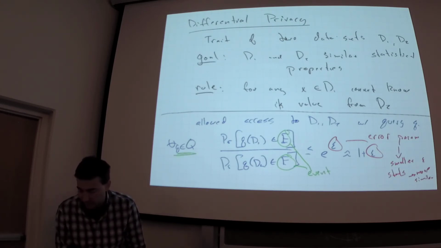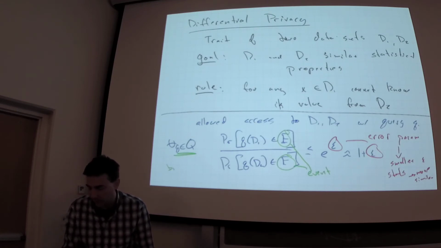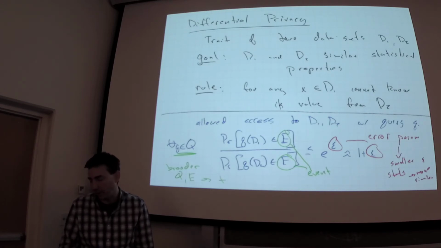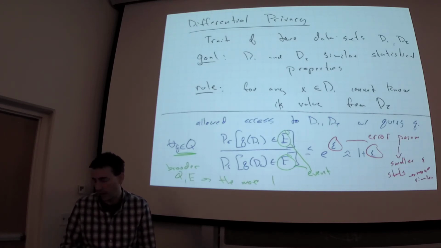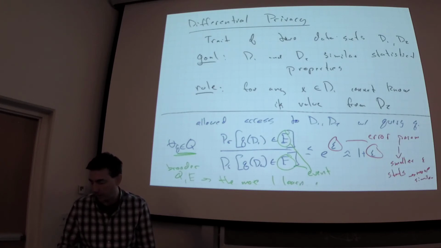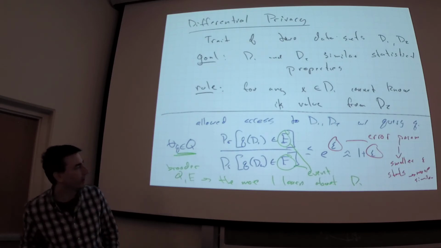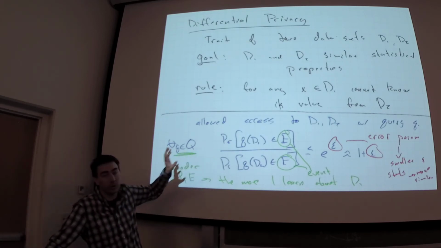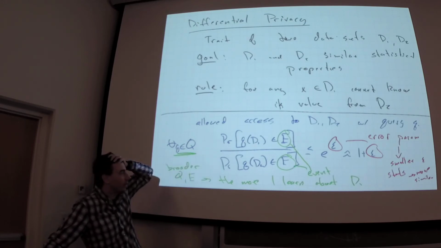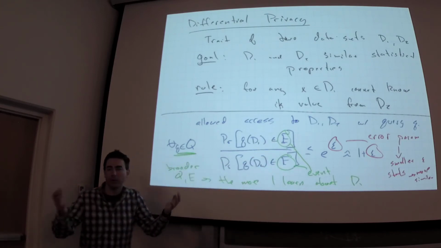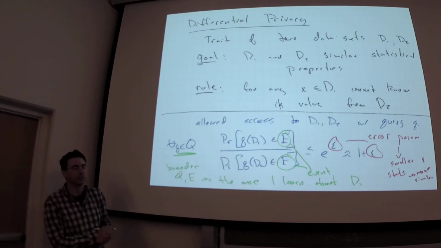So the difference between the events and the query: the broader the query set and the events, then the more I learn about, say, D1 by looking at D2. Right, so if I can ask more and more complex questions, or more questions of the data set on D2, and I know it's close here, then I'm going to recover more information about D1.